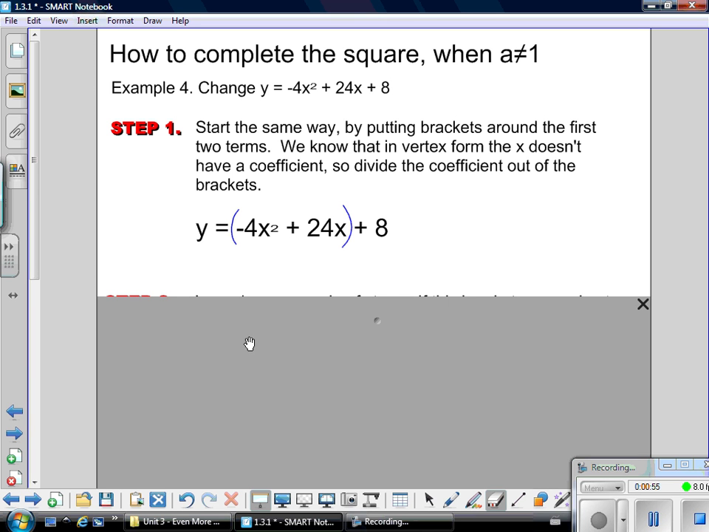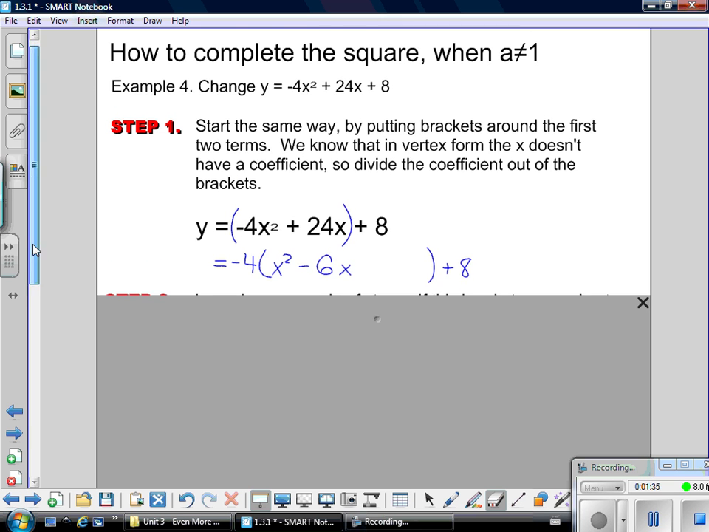And now we're going to divide out the negative 4 because x doesn't have a number in front of it. So if I take out a negative 4, what am I left with? Well, this term becomes an x squared. This term is going to become a negative 6x. And again, we still have our plus 8. Okay? So that's what we have. So we have to always factor out whatever is in front of the x squared.